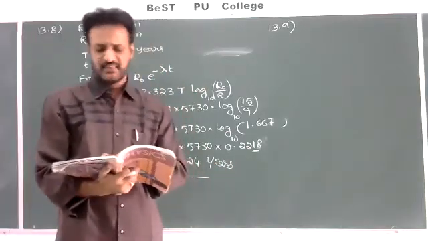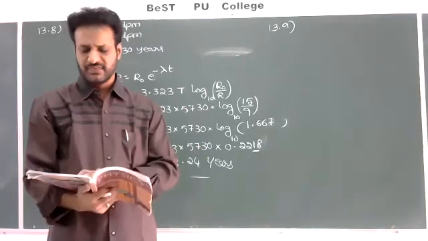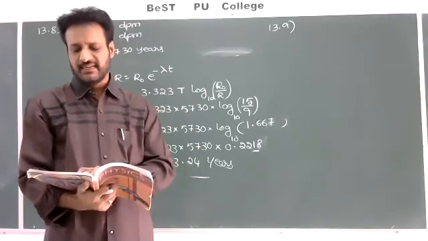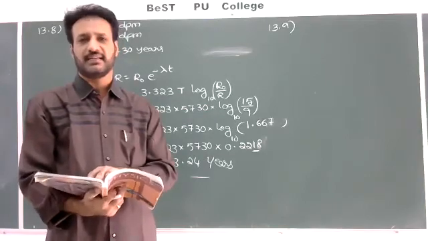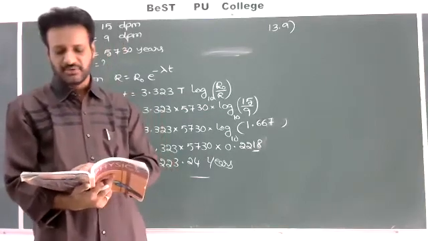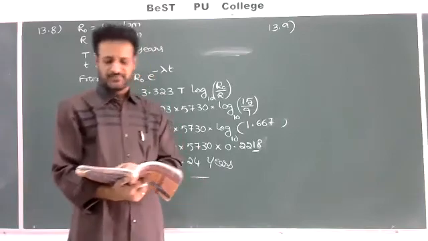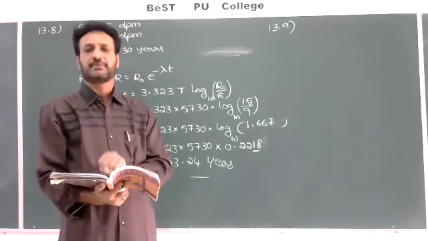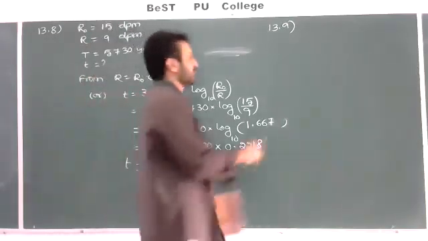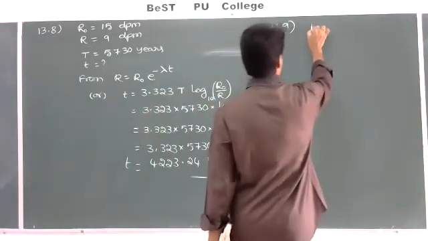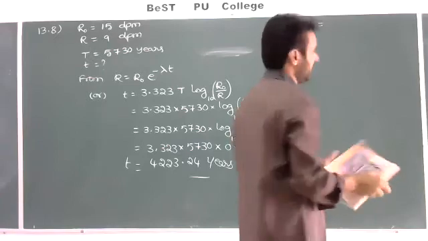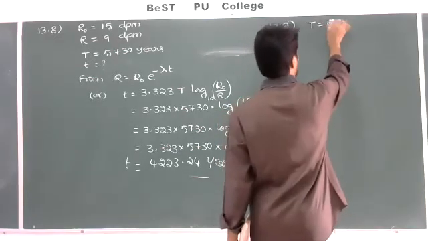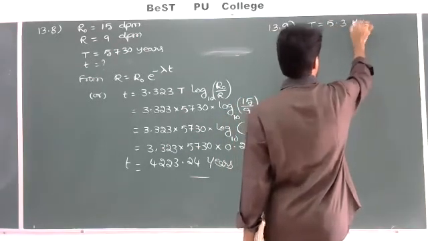Obtain the amount of cobalt-60 necessary to provide a radioactive source of 8 millicurie (mCi) strength. The half-life of cobalt is given as 5.3 years. Write the data. Half-life of cobalt, capital T, is equal to 5.3 years, but here you should convert the value into seconds.